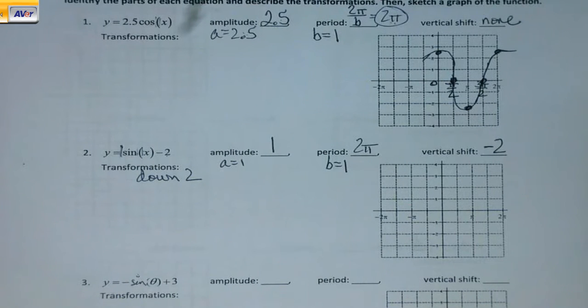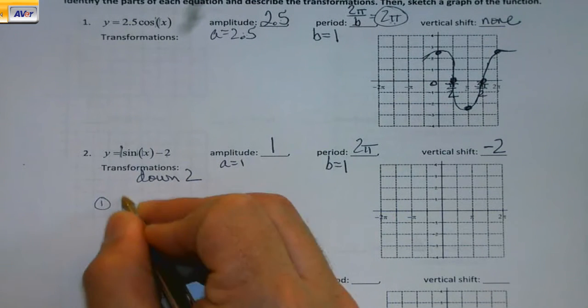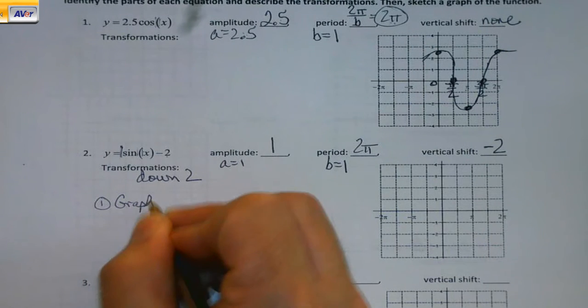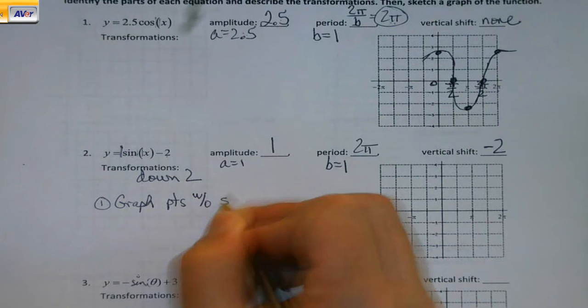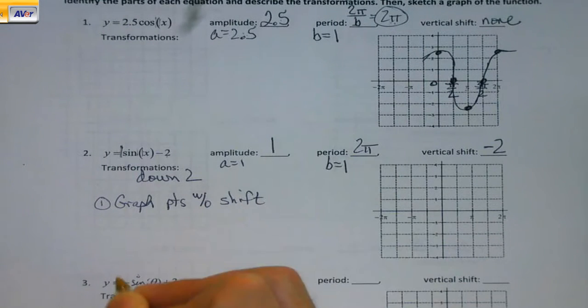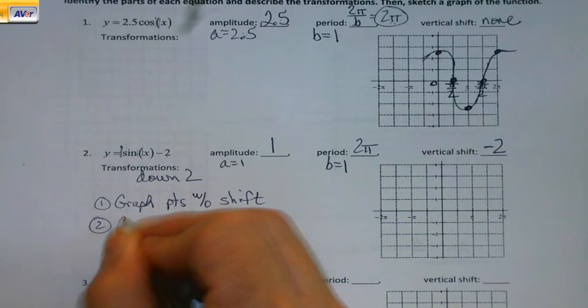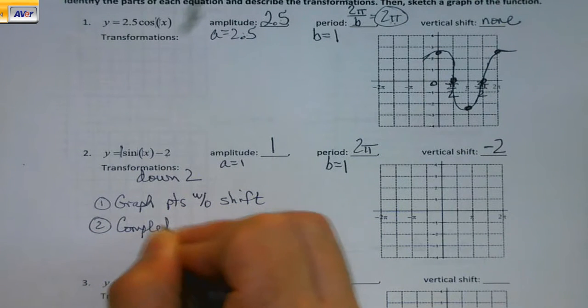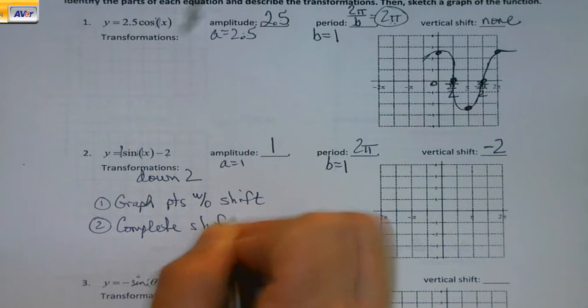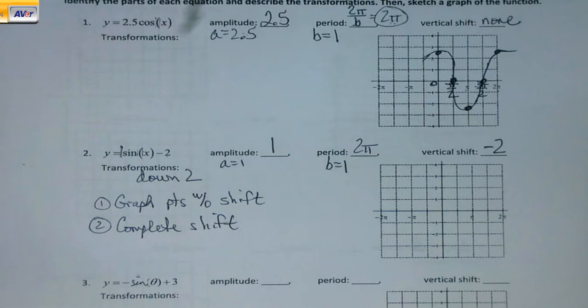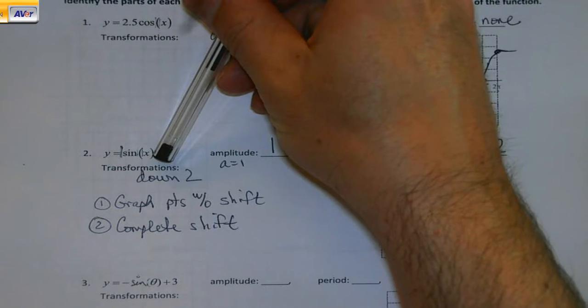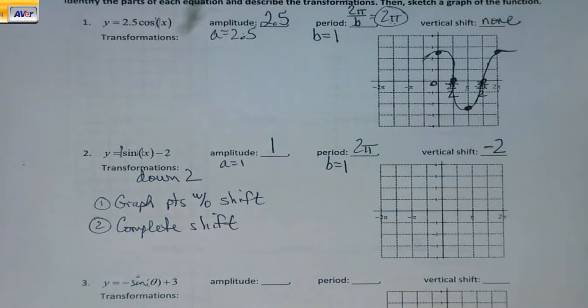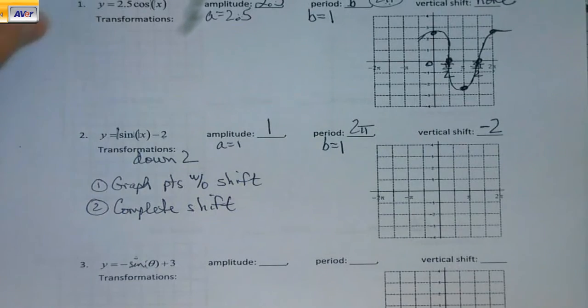So here's what I would do. I would graph points without the shift and then complete any shift. And so here's what I actually mean by that. I'm going to go through this first time as though that minus 2 is not here, that it's just sine of x. And for me in this case, that's actually going to be pretty easy.